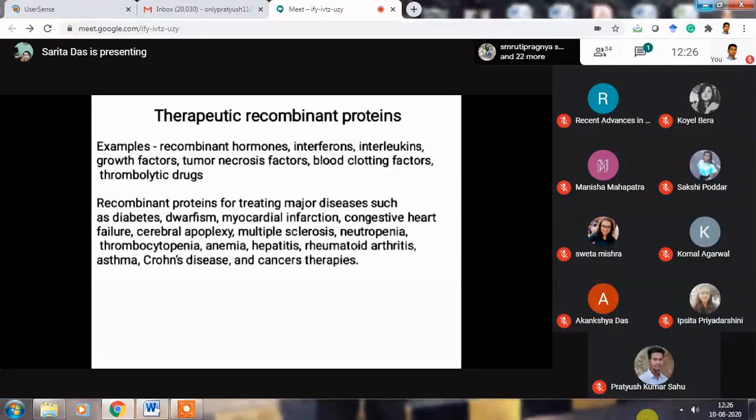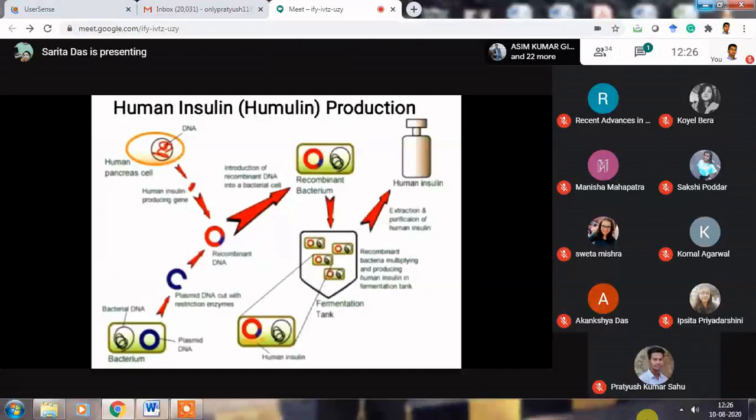So if the cadaver is having such prions, and when you take that sample and use it to treat the dwarfism, the person may get infected with such kinds of diseases. So it is quite risky to use the natural sources, which is where recombinant proteins come into play, and they are much safer.